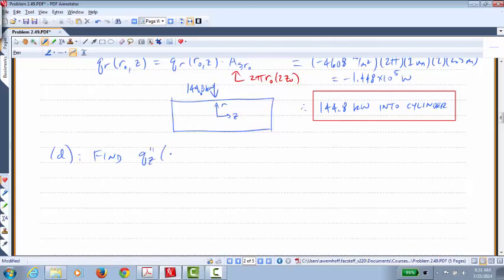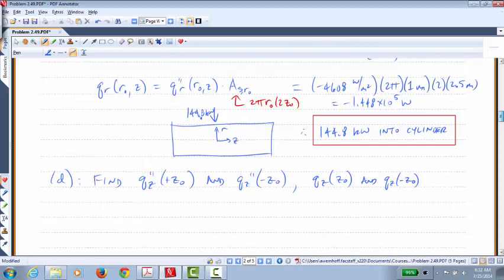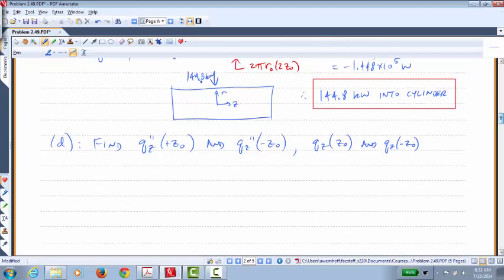So we're going to find the heat flux at plus Z0 and minus Z0, along with the heat flow rates. I know that technically they could be functions of R, but it's pretty clear from what we did earlier, when we took the derivative of temperature with respect to Z, that there is no R term, so we can just leave it out for now. I think that's okay. So let's first find what's going on at plus Z0.